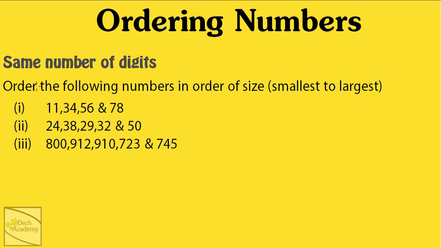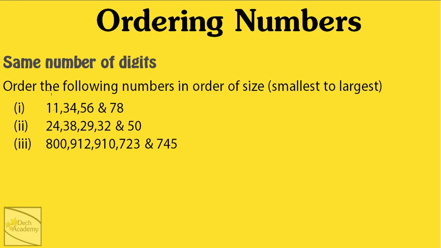In this example, we're dealing with numbers that have the same number of digits. Like in the first case, you can see that each of these numbers are 2-digit numbers. In the second case, same thing, 2-digit numbers. In the third case, all of these numbers are 3-digit numbers. So I'm going to show you how to order numbers that have the same number of digits.